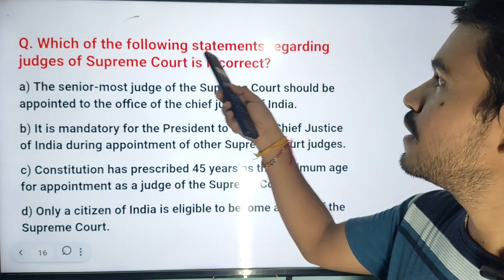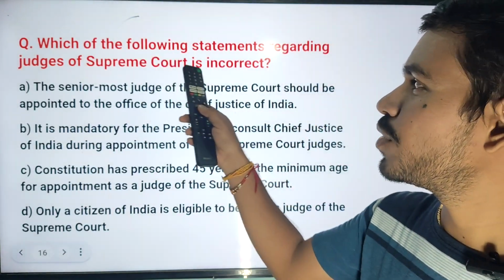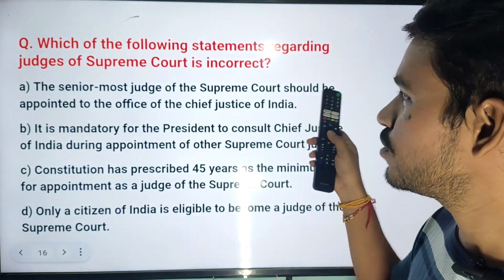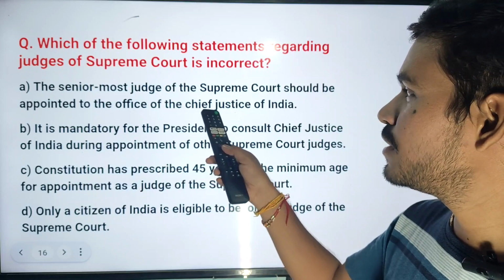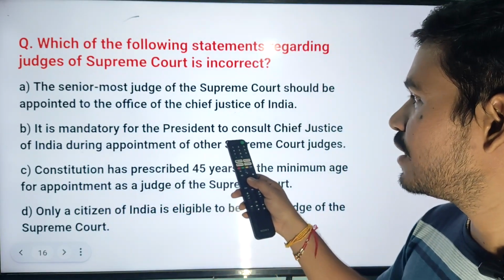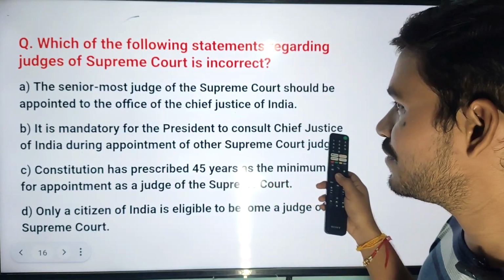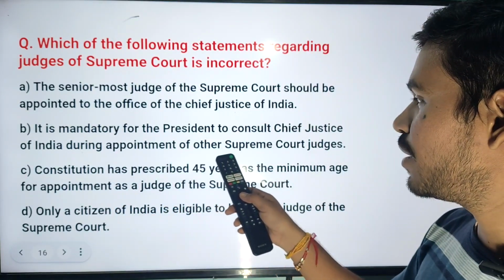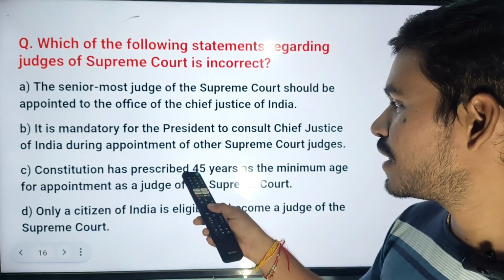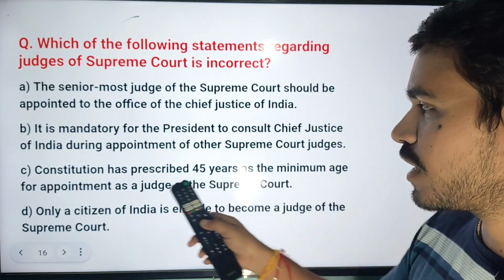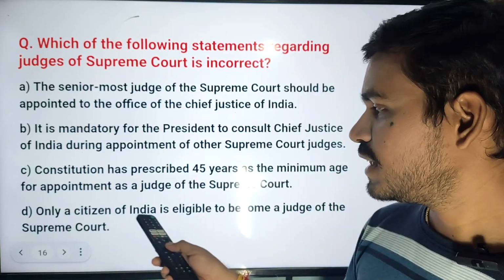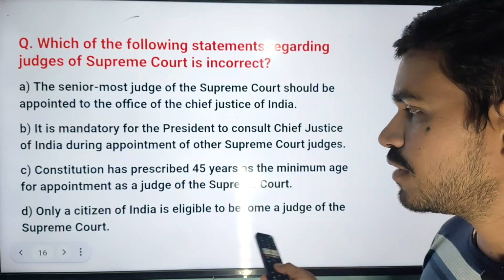Next question: which of the following statements regarding judges of the Supreme Court is incorrect? First, the senior most judge of the Supreme Court should be appointed to the office of Chief Justice of India. Second, it is mandatory for the President to consult the Chief Justice of India during the appointment of other Supreme Court judges. Third, the Constitution has prescribed 45 years as the minimum age for appointment as a judge of the Supreme Court. Fourth, only a citizen of India is eligible to become a judge of the Supreme Court.